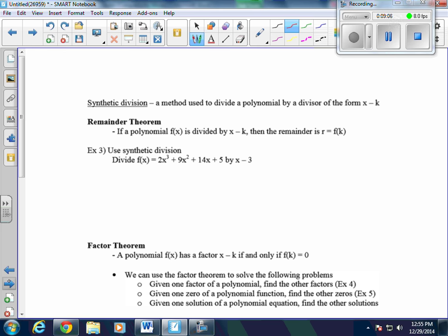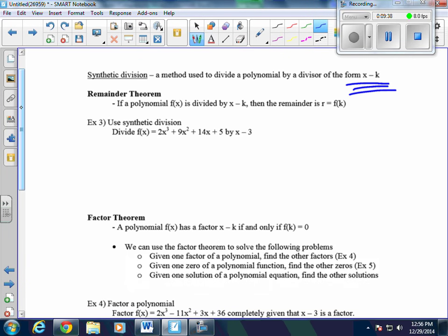Now the next thing we're going to talk about is something called synthetic division, which is almost identical to the synthetic substitution we used the other day. But synthetic division is a method used to divide a polynomial if the factor is in the form of x minus k. Now remember, this means that that factor must be a binomial. The only time you can use synthetic division is if this is a binomial. And once again, here is how that works.